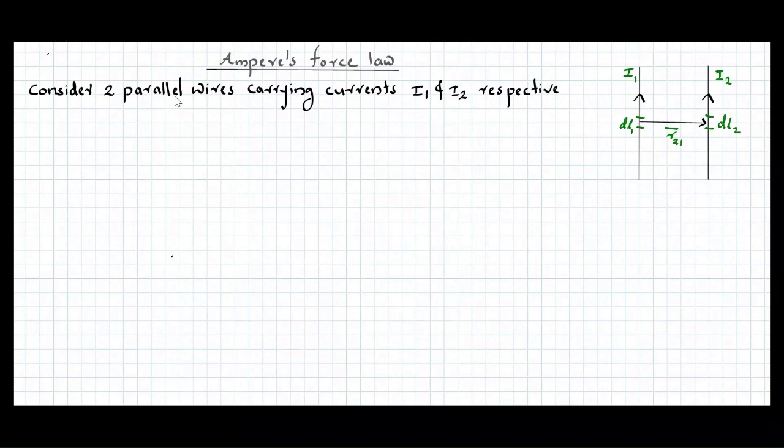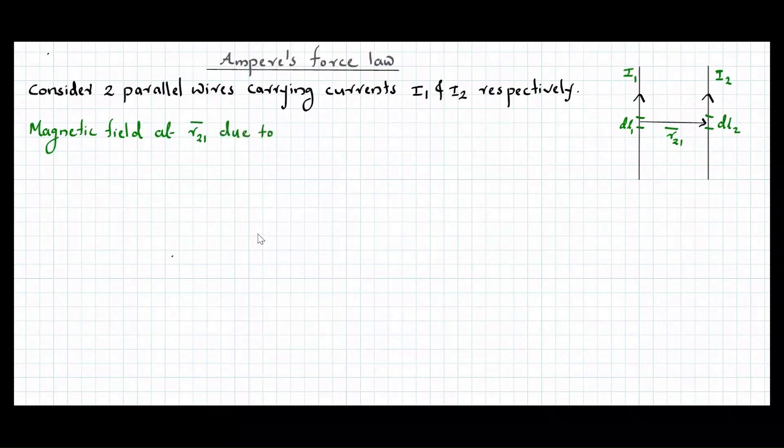Now consider two parallel wires carrying current I1 and I2 respectively, and consider a small element dl1 in the first conductor that carries a current I1, and consider a small element dl2 in the second conductor that carries a current I2. These two parallel wires are separated by a distance r21.